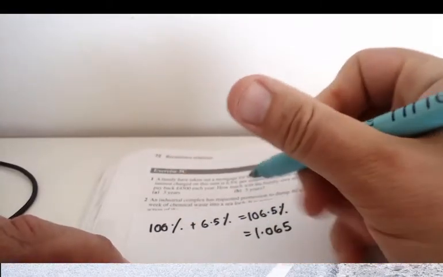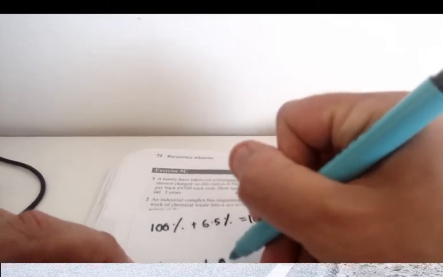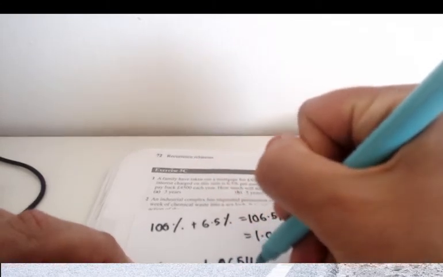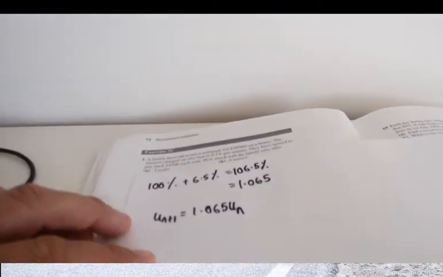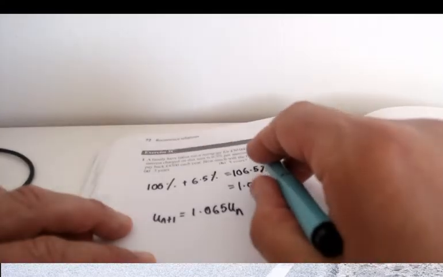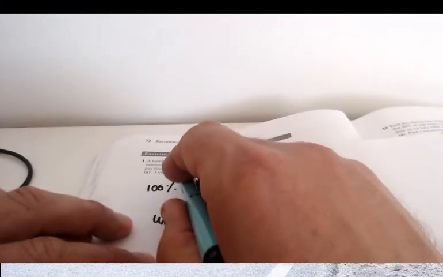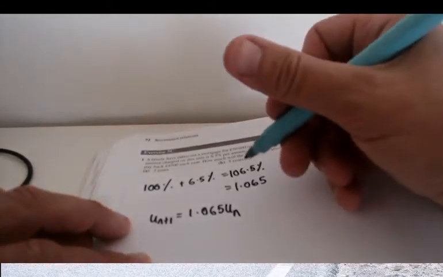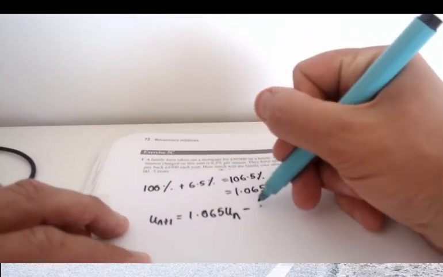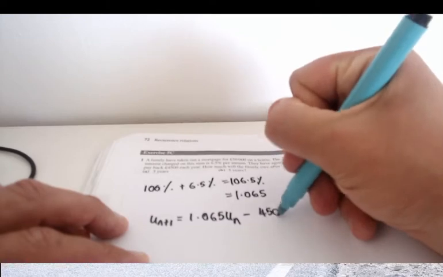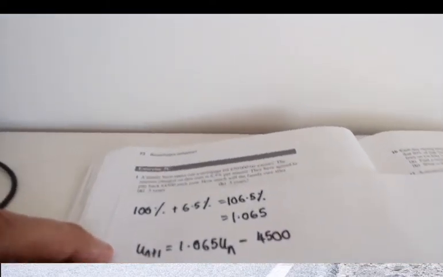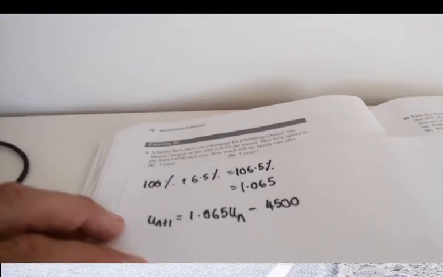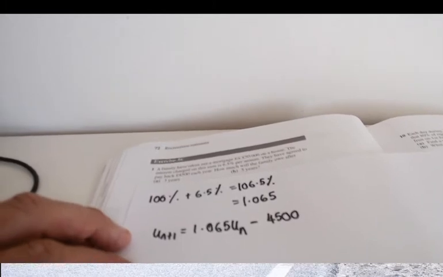U(n+1) will equal 1.065 times U(n). They have agreed to pay back £4,500 each year. That's what the question says. So in terms of how much money they owe the bank each year, it will go down by £4,500. There is my recurrence relation.